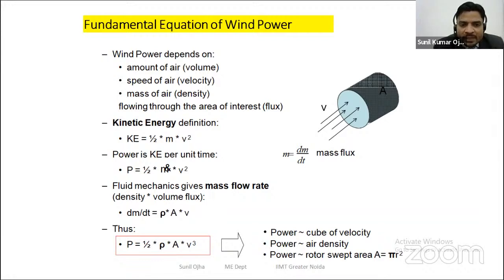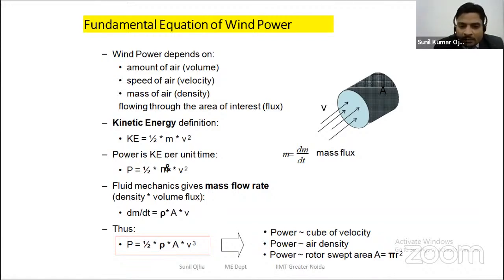So in fluid mechanics, we have the mass flow rate, which is density into volume flux. So dm/dt is equal to rho A v. This way we can formulate the wind power. Wind having the power P is equal to half rho A v cube.